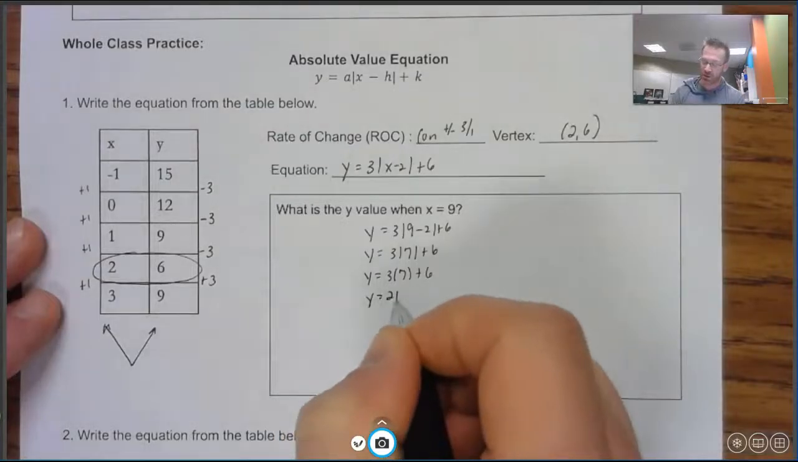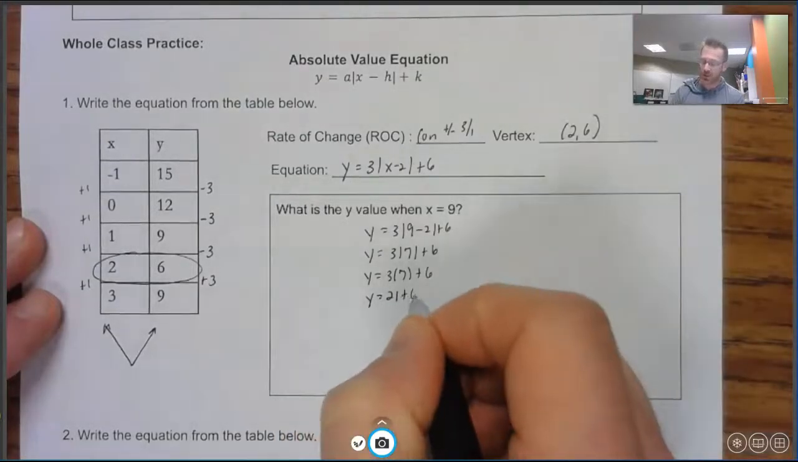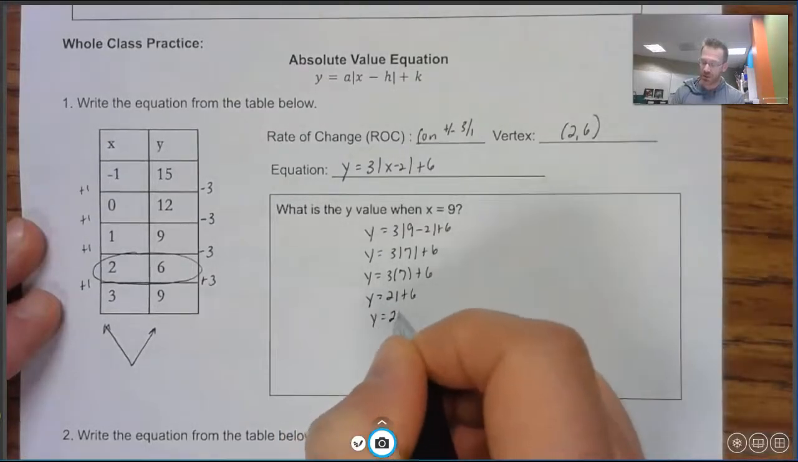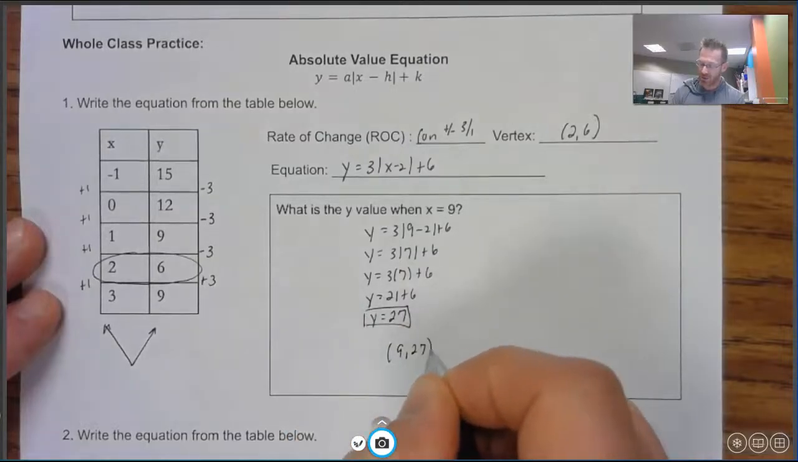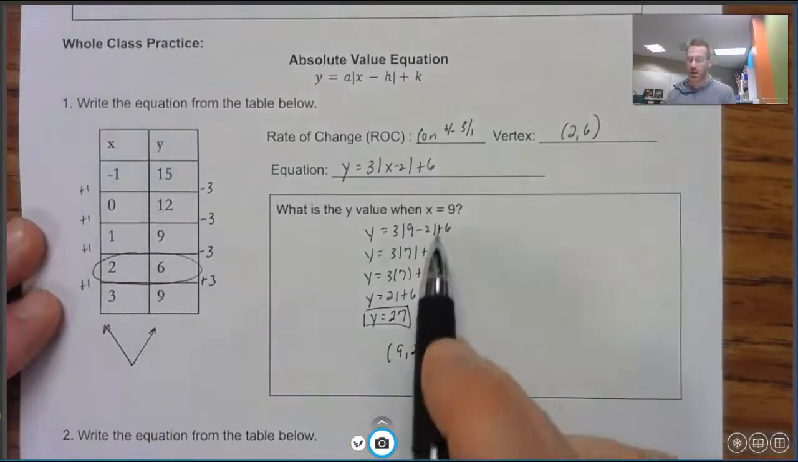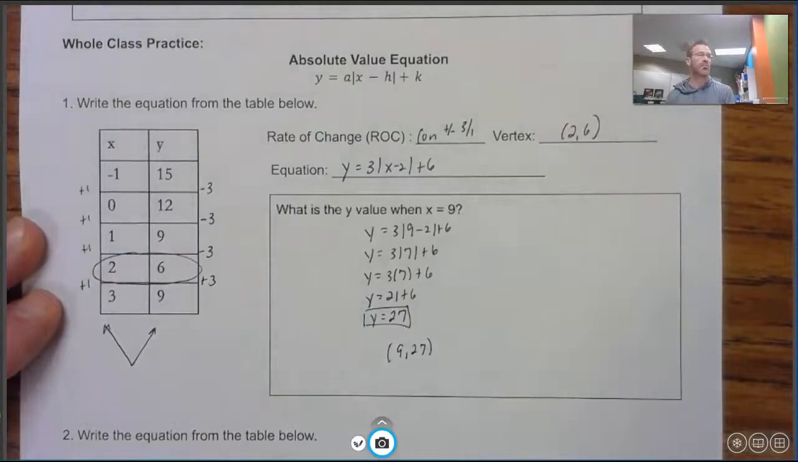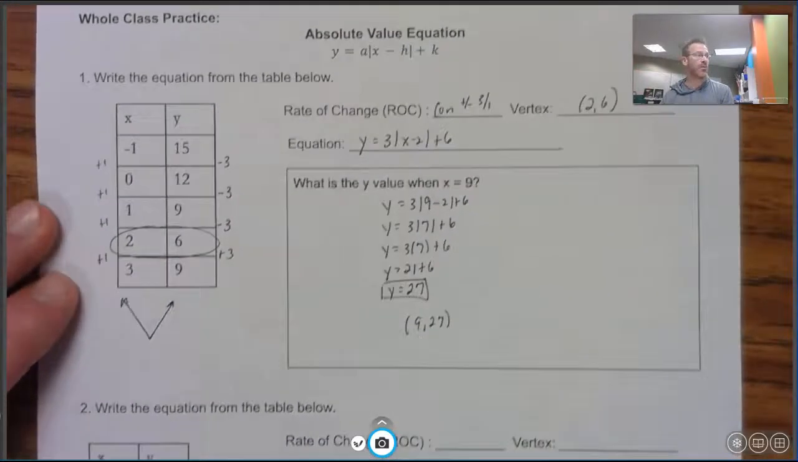Do that multiplication: 3 times 7 is 21, and I bring down the plus 6. 21 plus 6 is 27. So the point would be 9, 27 if I were to extend my table. When x is 9, y is 27. In essence, what we're doing is finding another point on this graph that we may not see. When we evaluate, that is what we are looking for.